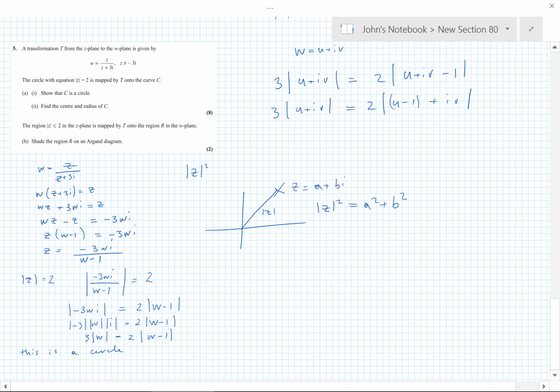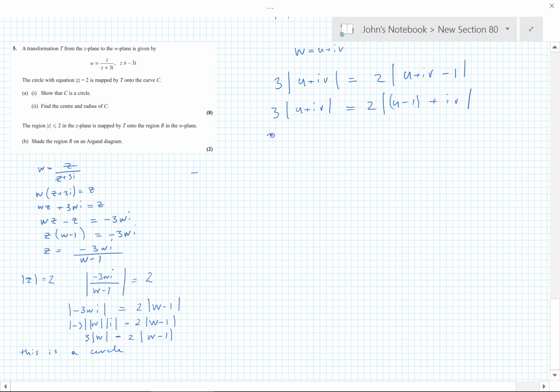So when we're eliminating a mod, the mod of a plus bi, squared, is going to be equal to a squared plus b squared. So there's no i's and no negatives when you're eliminating a mod. Please, I see that so often where i's and negatives are all over the place. It's just the length in the Argand diagram.